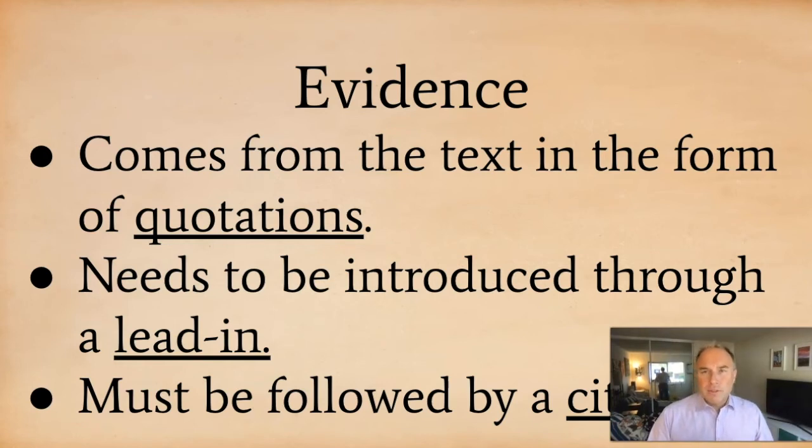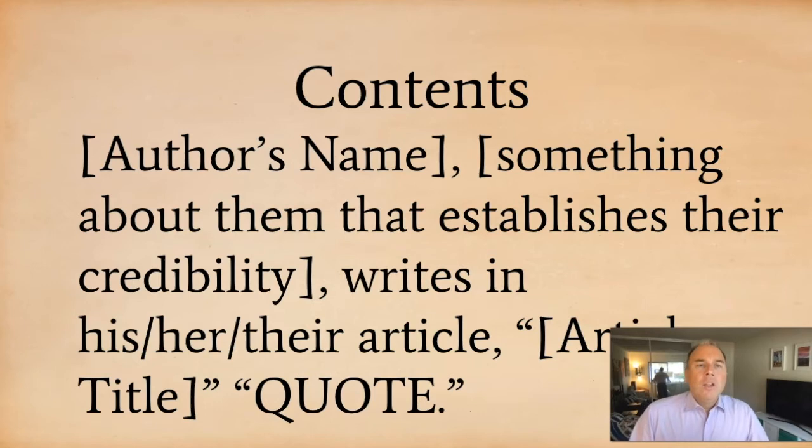Why should we trust this particular writer? It can be like this, for instance, right? We have the author's name, and then something that gives them ethos, something that gives them credibility and establishes why we should trust this particular person. And then you say writes in his, her article, and then you have the title of the article, and then the actual quotation itself, right? Followed then by parentheses and the author's name and the page number, right?